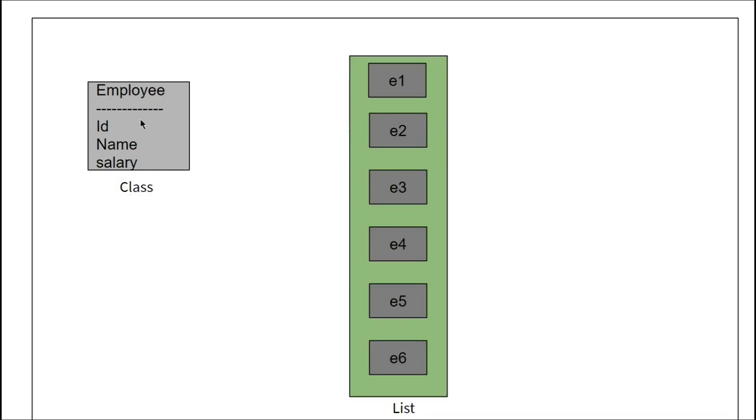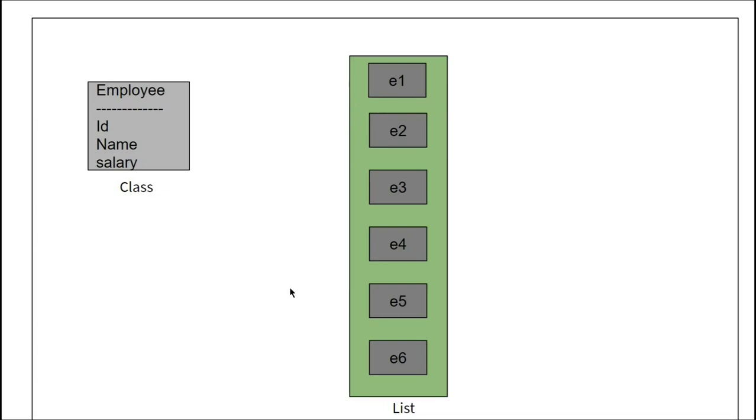So let's say we have a class Employee with three properties: ID, name and salary, and we have a list which holds Employee objects. So there are six objects E1, E2, E3, E4, E5, and E6. In each object, we have all three properties: ID, name, and salary. Now, say we want to sort the list with respect to the ID of the Employee object. So how can we do that?